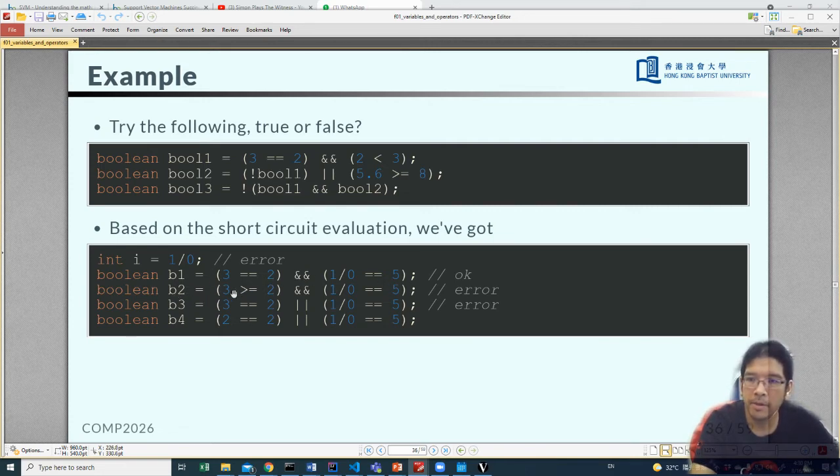How about B2? For B2, this part will be true, and so the second part will need to be evaluated. So B2 will give you an error. B3, this part is false, and so false or the other one, the second part will be important. So this part will be evaluated, and that will give you an error. The last one, 2 equals 2. Yes, this one is true, so the rest does not really need to be evaluated, and that is another short circuit. So B4 will give you true.